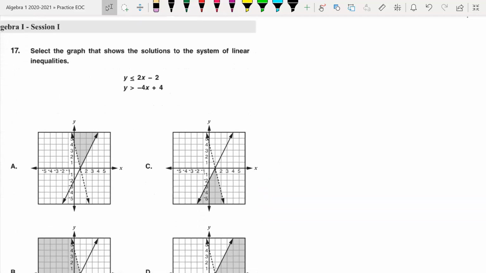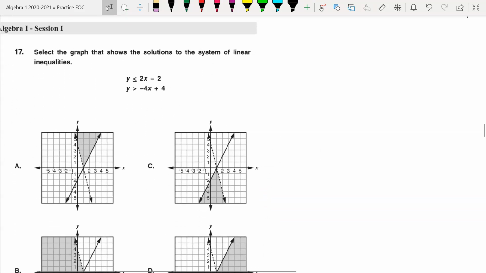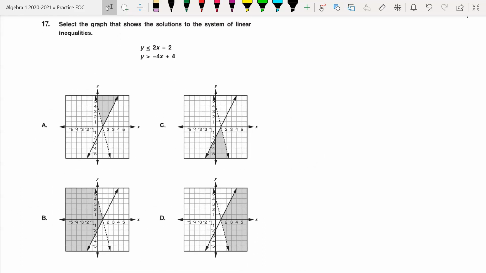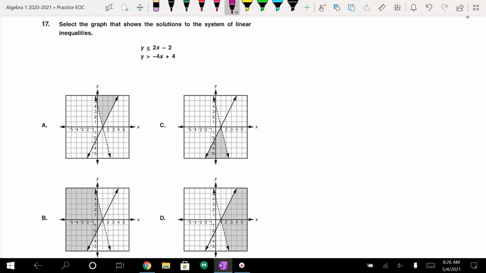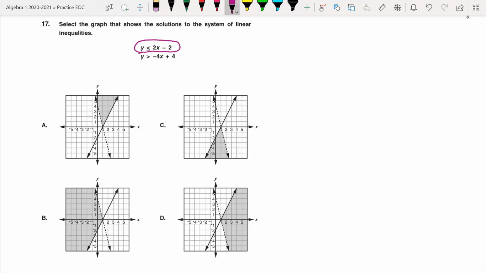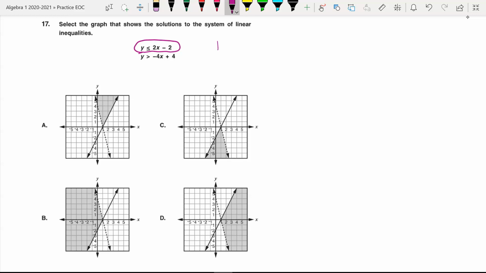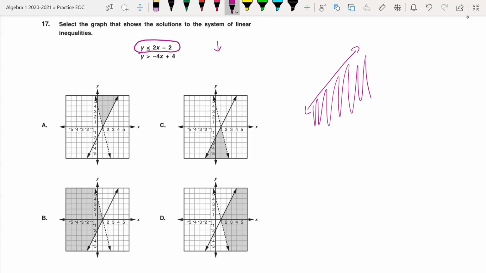Select the graph that shows the solutions to the system of linear inequalities. Well, if you look at all the graphs, they're all the same lines. So you don't really have to worry about graphing it. Instead, you need to focus on this one is less than or equal to. So that's going to be the solid line, and I want to shade below it because it's less than or equal to. So on the solid line, I should shade on the bottom side. So here's my solid line. You see that it's in all those graphs, but I should shade here.